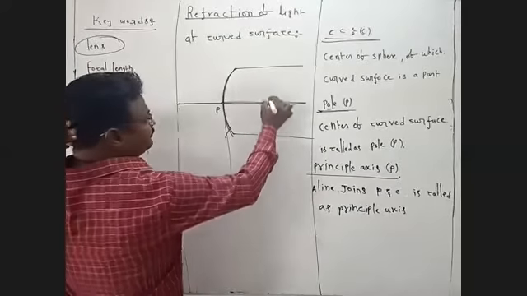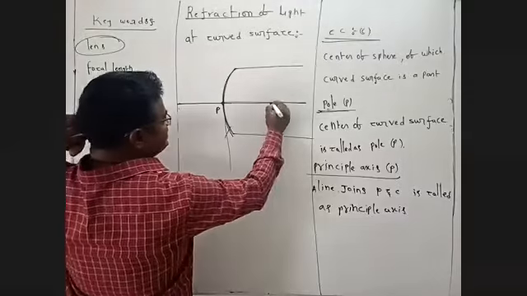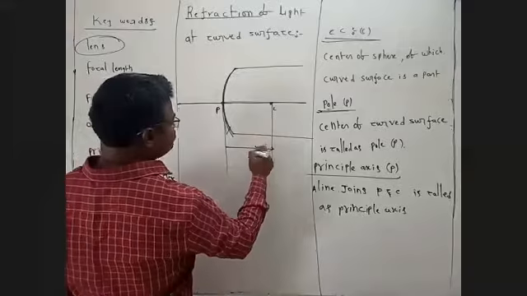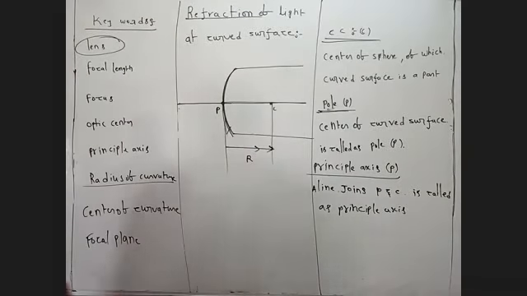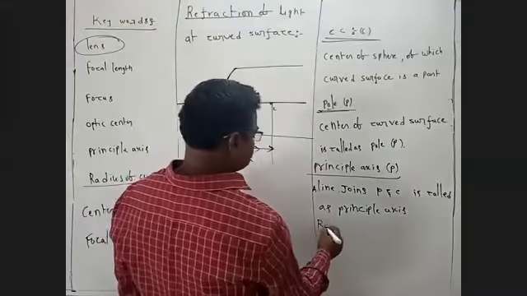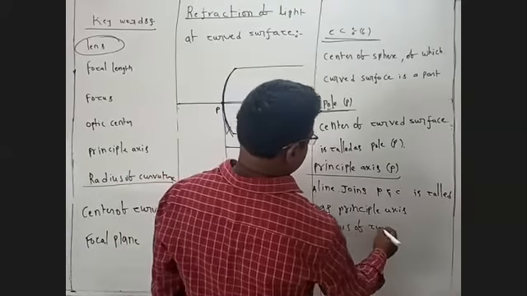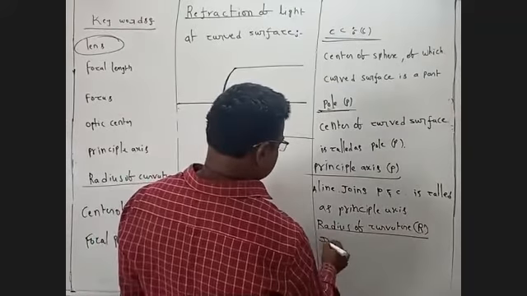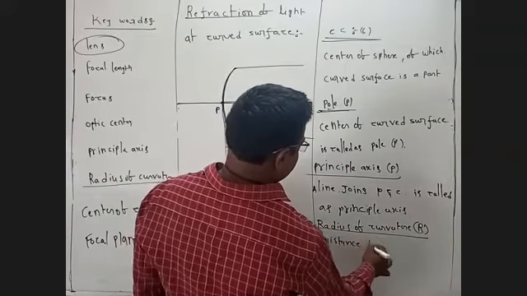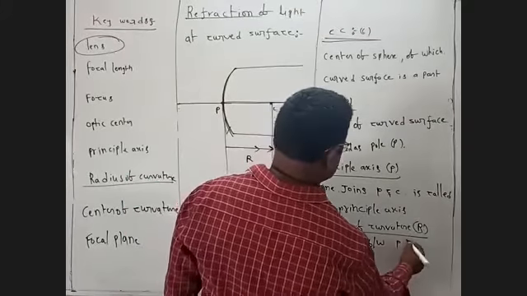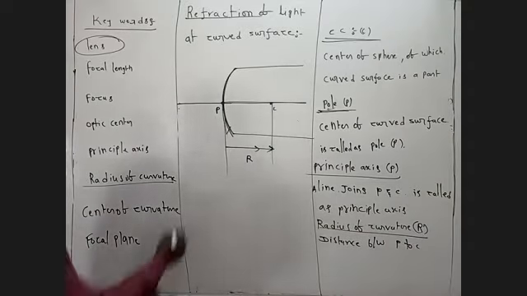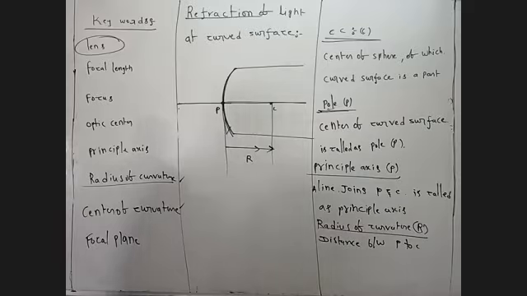Radius of curvature. This is P, this is C. The distance from P to C is the radius of curvature. Radius of curvature means the distance between the pole and C.